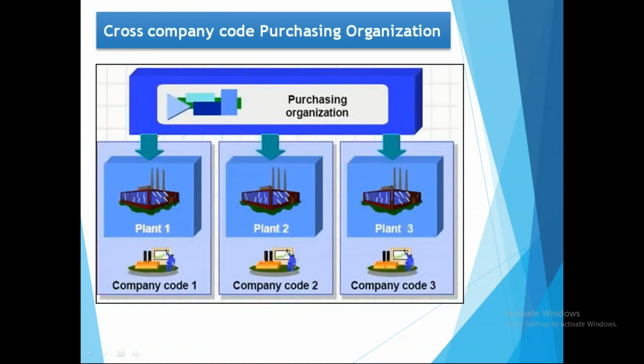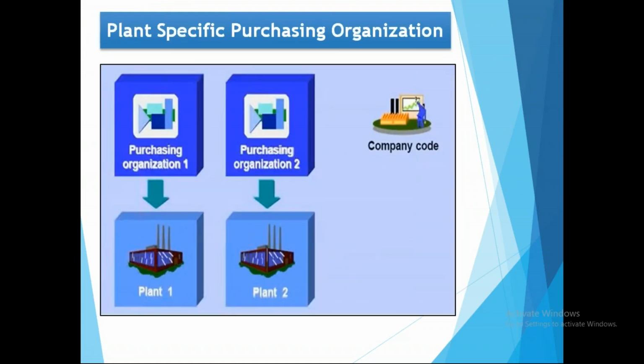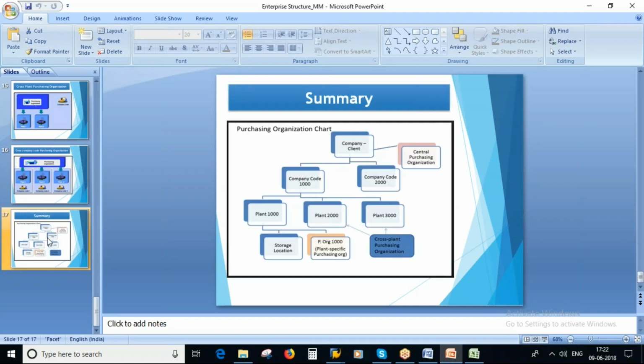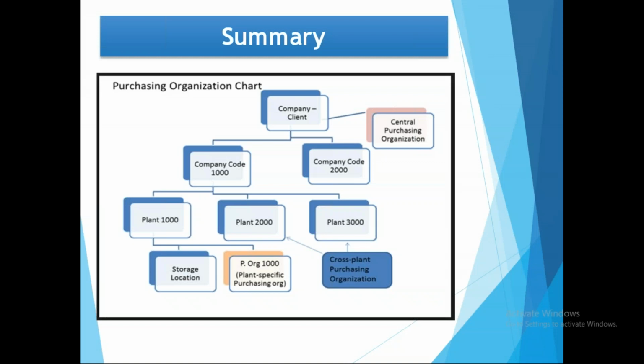Okay, it's a very rare scenario, but most of the time you will have this scenario. Plant specific. Every plant will have their own purchasing department, and they will create a separate purchasing organization for them. So this is the plant specific purchase organization. Now this is the summary of whatever we discussed.